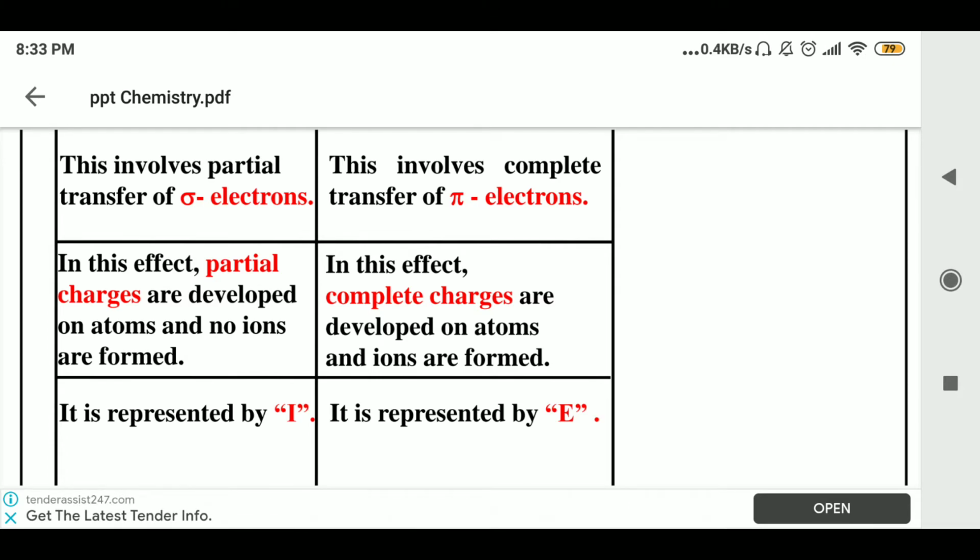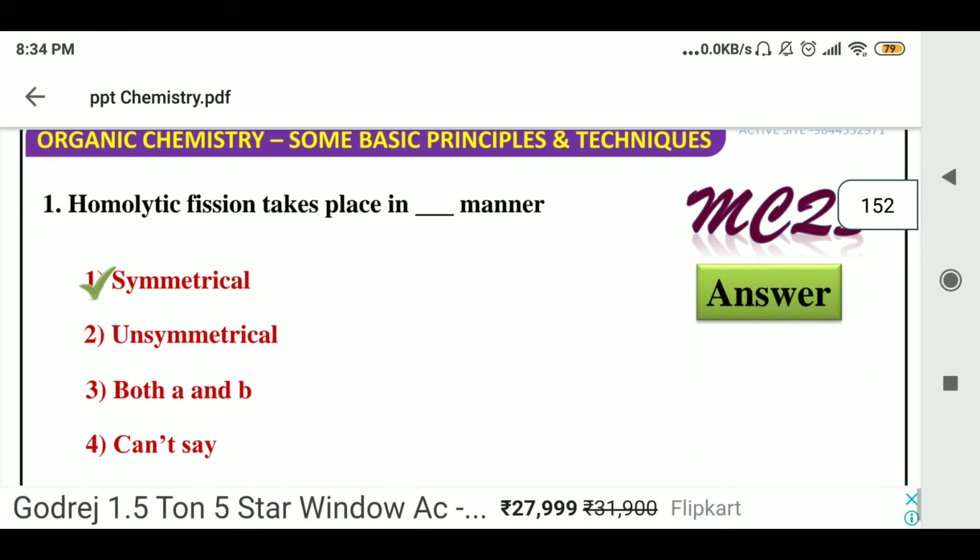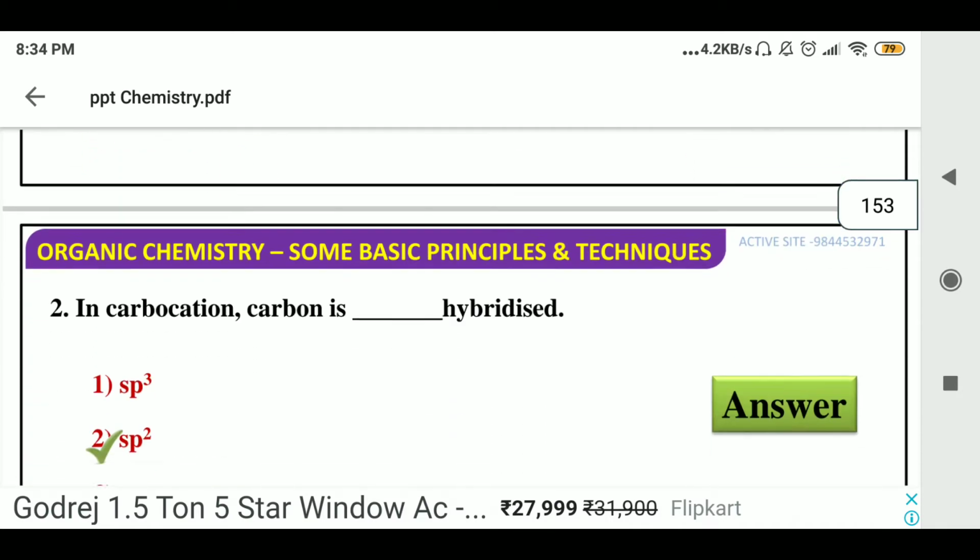As I have shown, in case of ethene there is a transfer of electron, because from the pi bond the electron pair gets shifted on the right hand side carbon, so there is a formation of complete charges, that is positive and negative. Already discussed regarding the homolytic fission, these are symmetrical in nature.